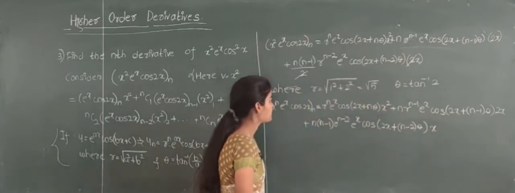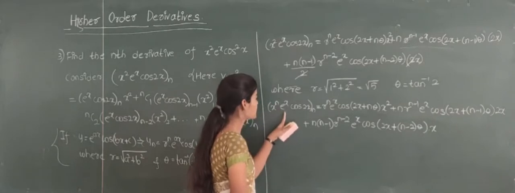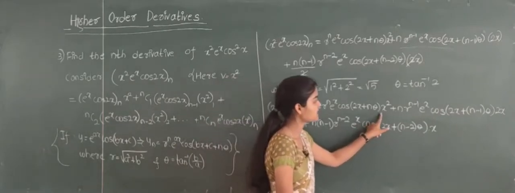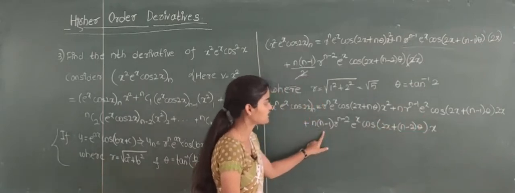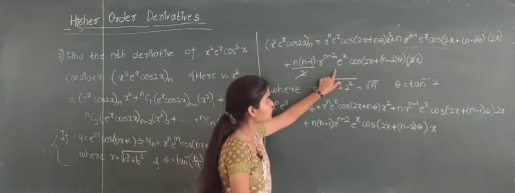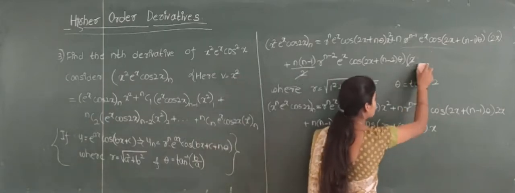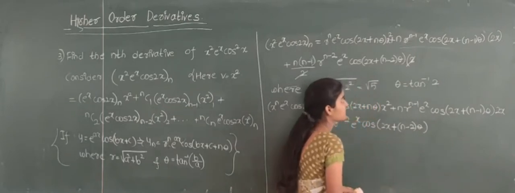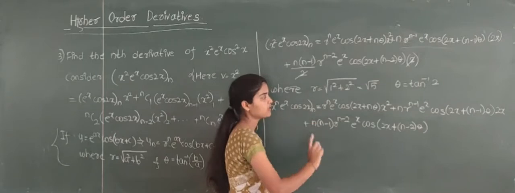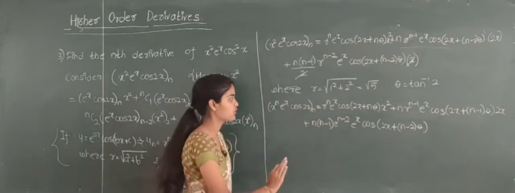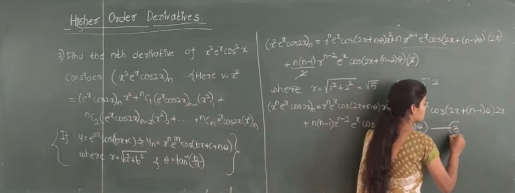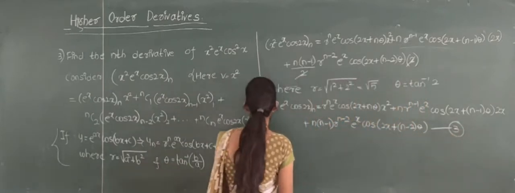So this is our nth derivative of x square e raised to x cos 2x. Here see, first x square is there, then 2x derivative is there, again its derivative is only 2 we will get. So here we will not get x. Yes, because 2x derivative we have to get, and that will be 2, and next terms become 0. So this is our equation number 3.